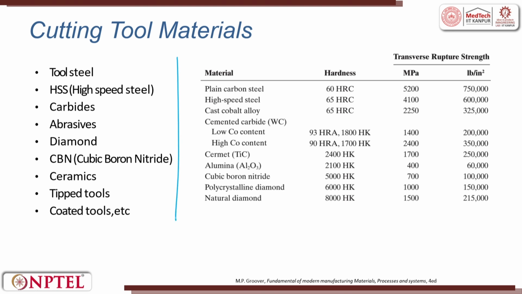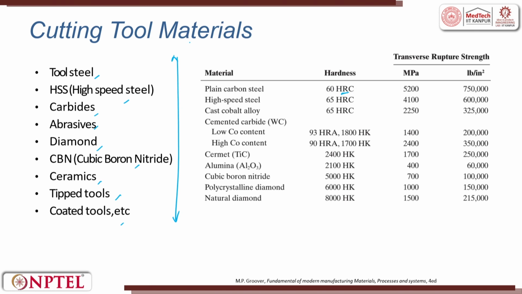There are various tool materials which are available. When we look at tool material, we saw about single point and multiple point. It is not only one material, there is a spectrum of materials available. So, it is tool steel, high speed steel, carbides which are ceramic materials, abrasives, diamonds, artificial diamond and natural diamond, and cubic boron nitride. So, ceramics, tool tips and coated tools. These are all different types of tool material which are available today. If you see, plain carbon steel has a hardness of 60.